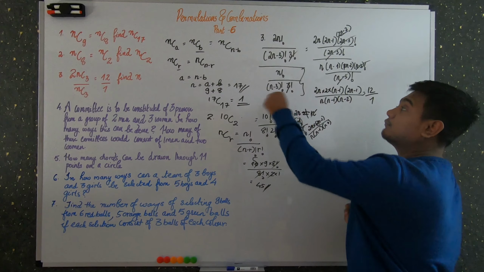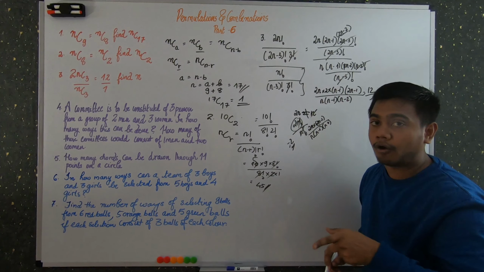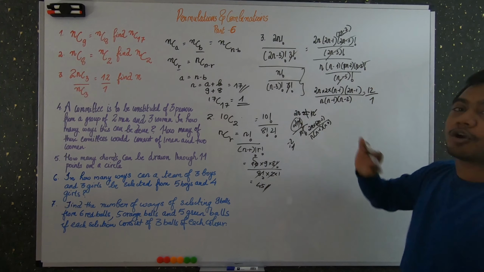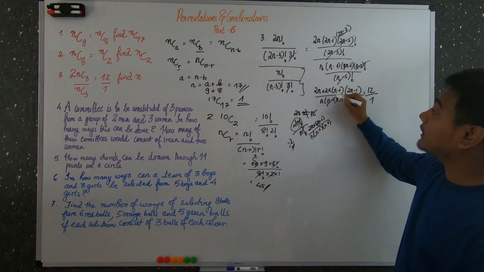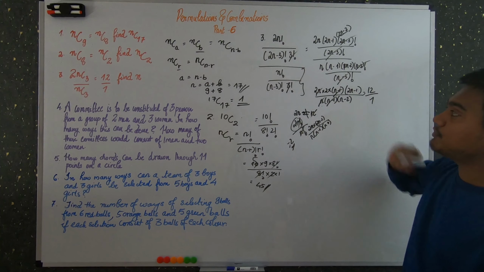So don't get confused and don't cancel n factorial and write 2. It's wrong. They are entirely two different terms. So that's all I wanted to just say. And now you can cancel the rest of the terms here. Now you can cancel n and n, because they are individual terms here.